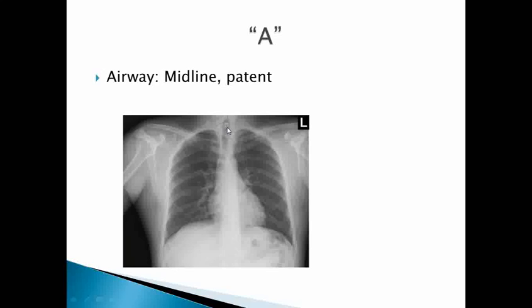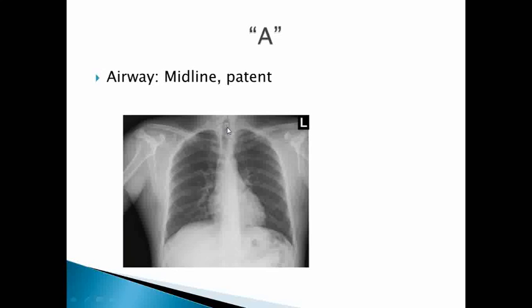B is for the bones and the soft tissue. Let me see if I can move this down here. So here's the clavicles coming across here. You're going to see the ribs here. You should be able to count 9 to 10 ribs if they have good inspiration.